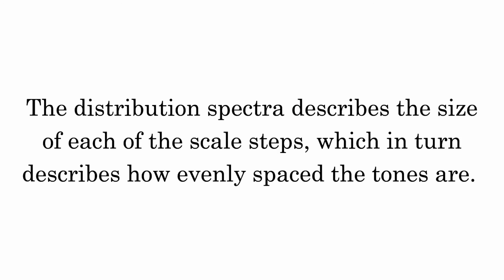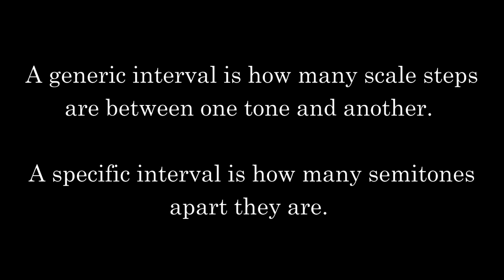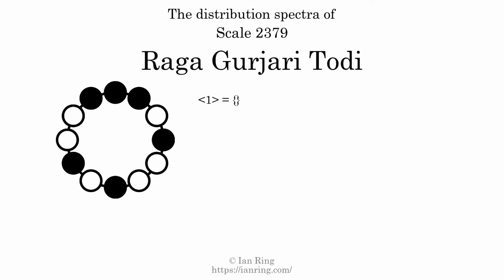Here, the distribution spectra describes the size of each of the scale steps, which in turn describes how evenly spaced the tones are. A generic interval is how many scale steps are between one tone and another. A specific interval is how many semitones apart they are. The generic interval of one scale step comes in 3 different specific interval sizes: 1 semitone, 2 semitones, and 3 semitones. The spectrum width of this generic interval is the highest, 3, minus the lowest, 1, which equals 2.